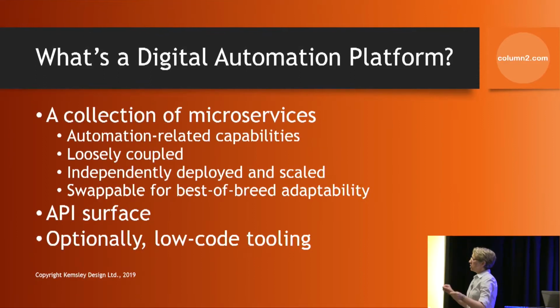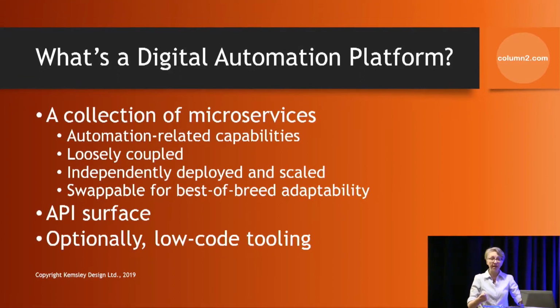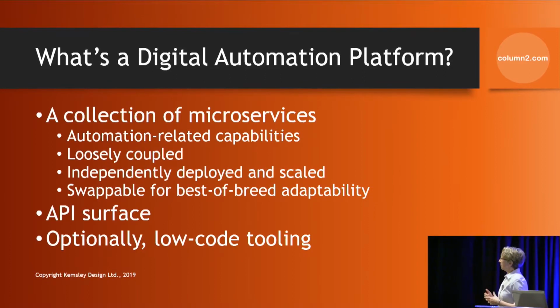So if there's something new that comes in, there needs to be that ability to swap out one of those microservices for something else. So the platform is not about being that initially defined set of microservices. It's about being the kind of capabilities that are needed to build the automation applications that are being built here.